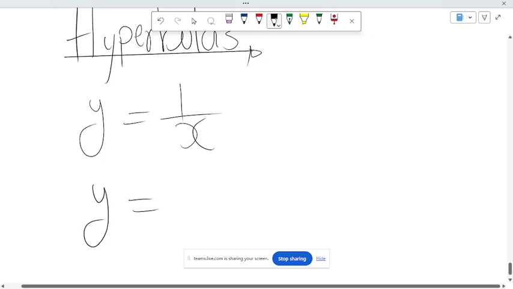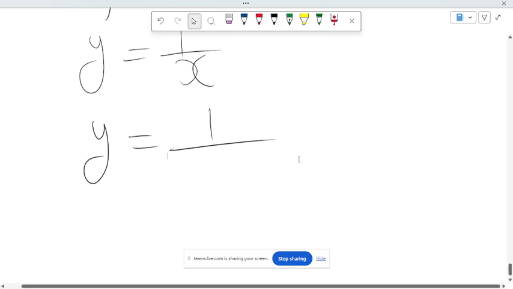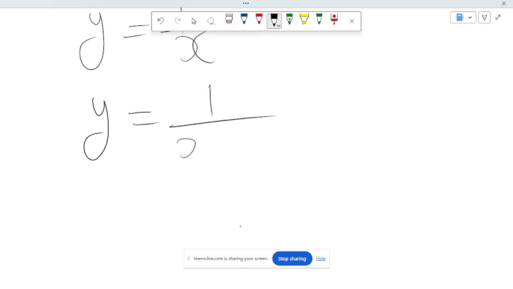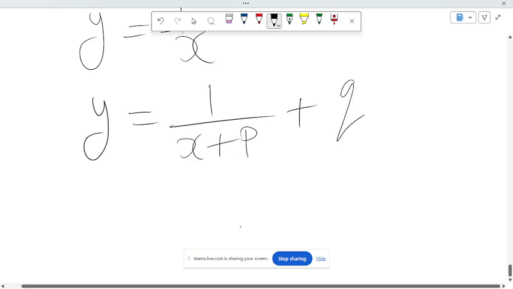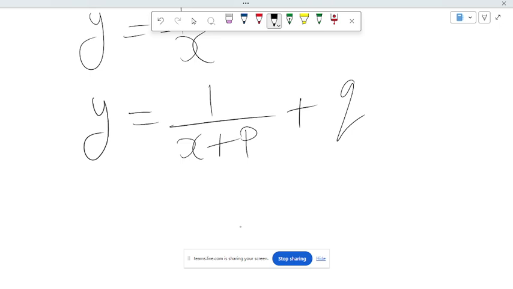So it would be something like this, right? And then on top here could be anything. It doesn't have to be one, it could be a different number. Let's call it A, right? So this is the general function for it.